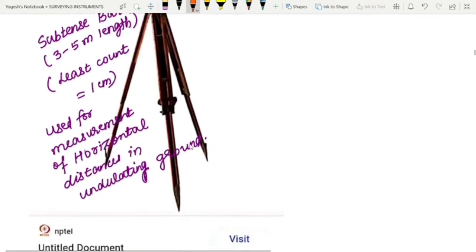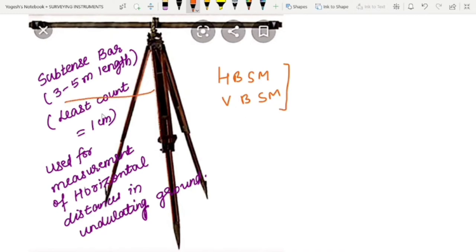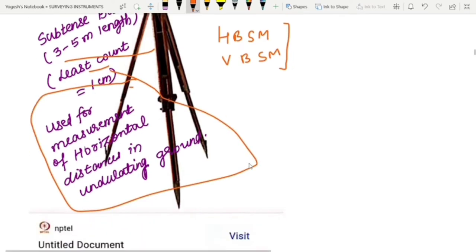This is a subtense bar in the case of the horizontal base subtense method. Vertical base subtense method. This is a Kern instrument having a length of 3 to 5 meters. Least count is 1 centimeter. Used for measurement of horizontal distances in undulating grounds.